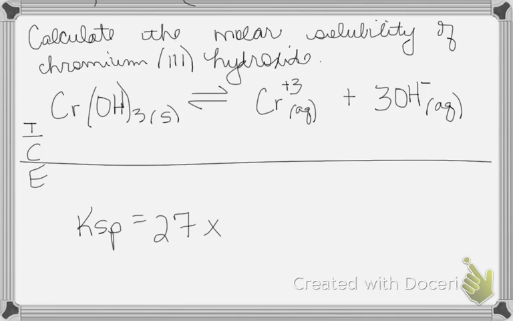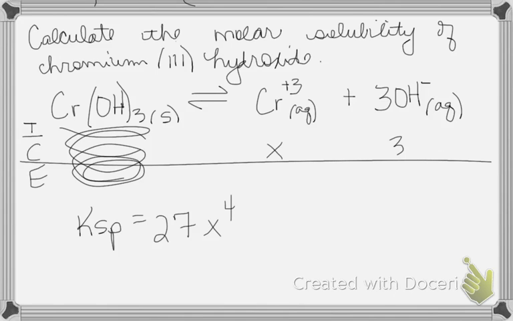It is 27x to the 4th. Do you see it? Okay, I'm going to show it anyway because some people are frowning at me. So this would be x and this would be 3x, right? When I plug it in, I would plug in x for chromium, 3x for the hydroxide, but I've got to cube it. What is 3 cubed? That is 3 times 3 times 3. That's 27. That's not 9. Common mistake is to make it 9. So I'd have 27x cubed times x, which is 27x to the 4th.